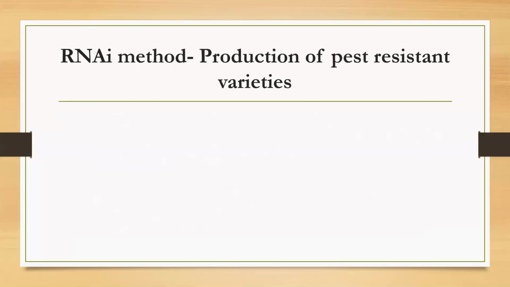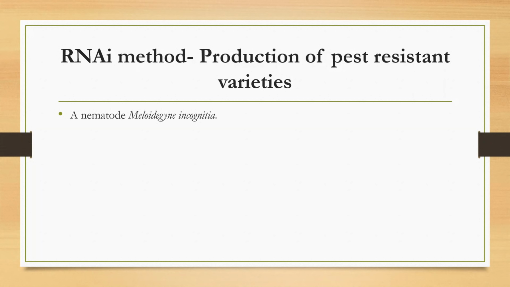Now, let me explain another very important type of genetically modified plant. They are called pest-resistant varieties. The production of pest-resistant varieties is by a specific method that is called the RNAi method. So RNAi method means RNA interference method. The simple explanation for this method is given in the textbook. I will explain as it is given in the textbook.